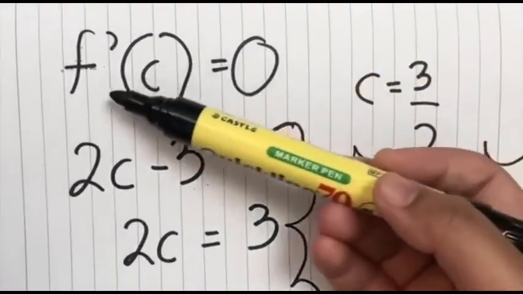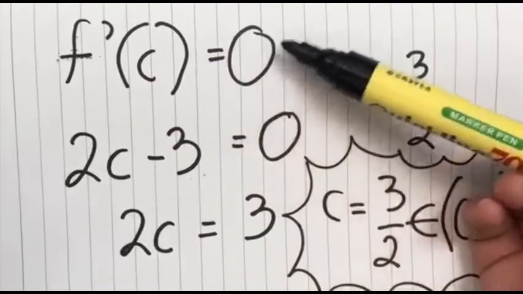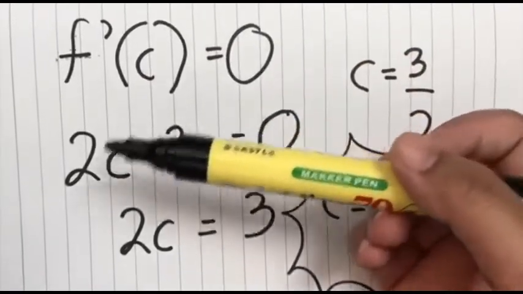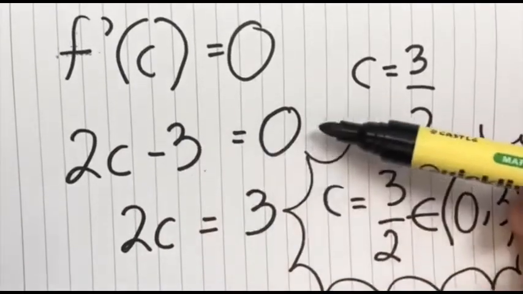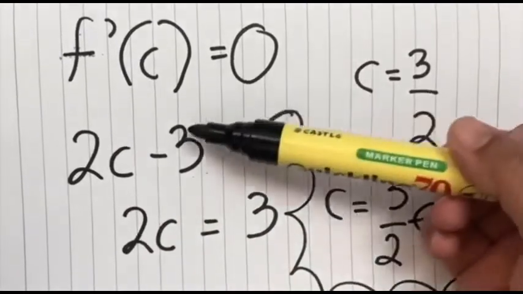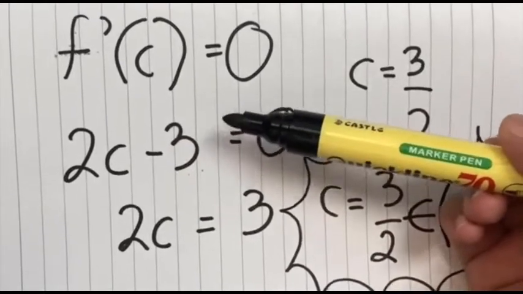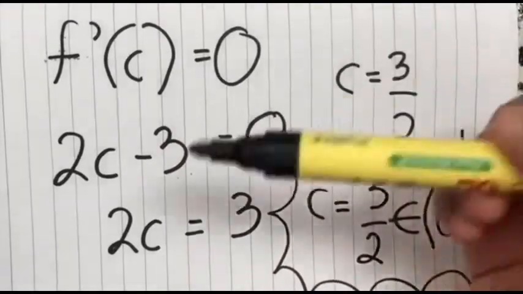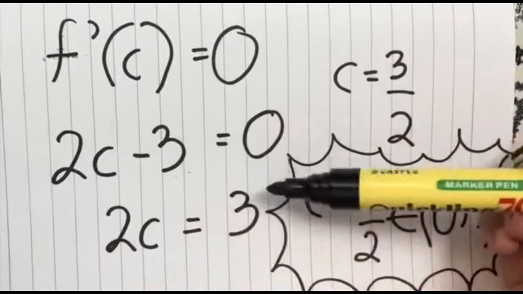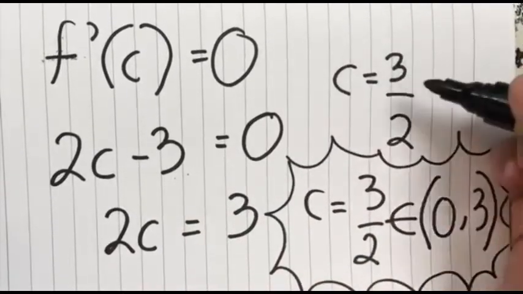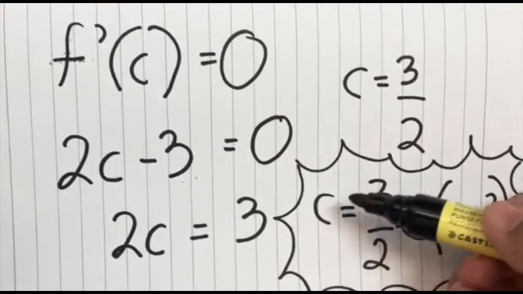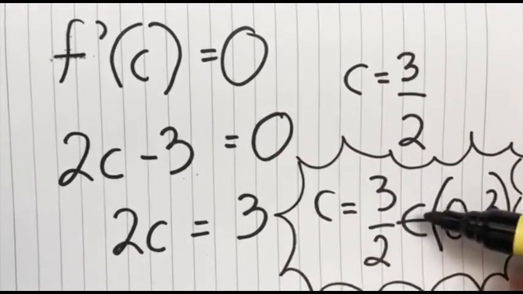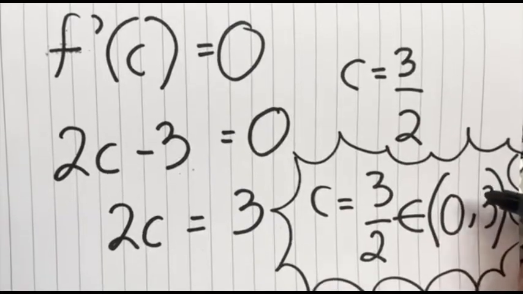So back to the second condition, which is f'(c) = 0. So we apply the function in the equation, which is 2c − 3 = 0. Now the negative 3 we can bring to the right side. So 2c = 3, c = 3/2. So the last answer will be c = 3/2, which is an element of the interval of 0 to 3.